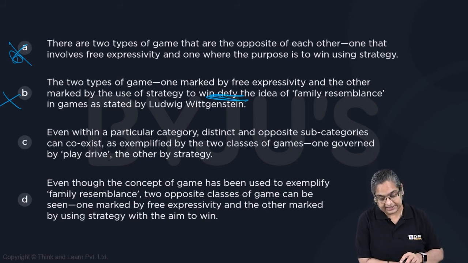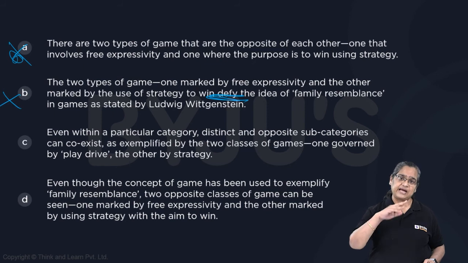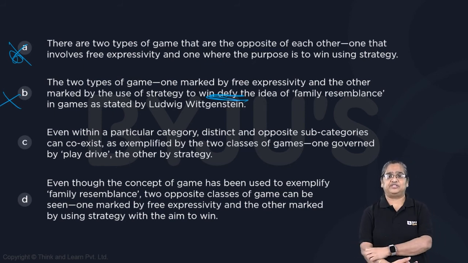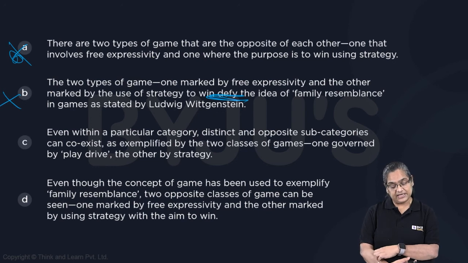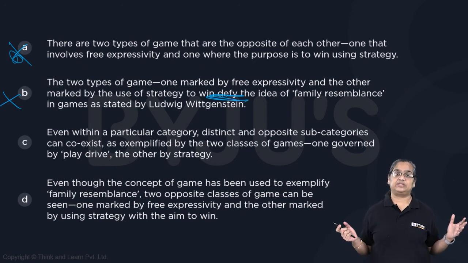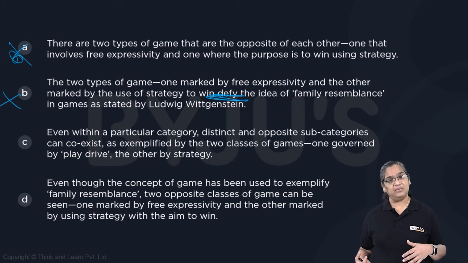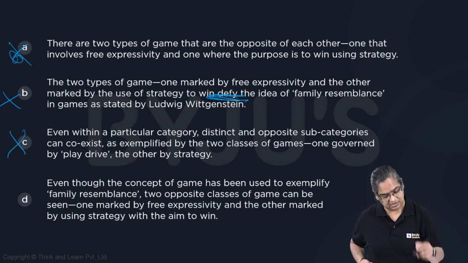Even within a particular category, distinct and opposite subcategories can coexist, as exemplified by the two classes of games, one governed by play drive and other by strategy. Now here, what has he done? The subject of the passage is family resemblance to explain the concept of games and two different types of games, almost opposite of each other. Here what he has done is he has generalized the whole thing and said exemplified even within a category of what? Game. There are subcategories. Has the author mentioned anything about subcategories? What is he talking about?